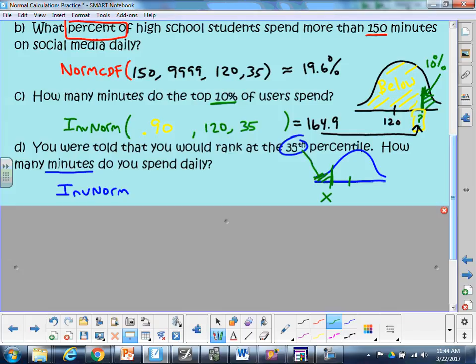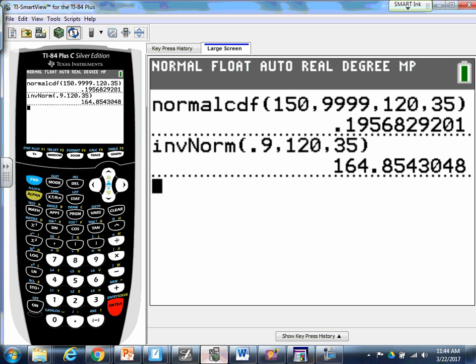Okay, so when they give you a percentile, that's going to be your first number in here. That's the area below. And we're going to put in the mean and standard deviation, same as it's always been here. And we're going to get a value now, and that value is going to be the 35th percentile. Okay, so let's do that real quick.